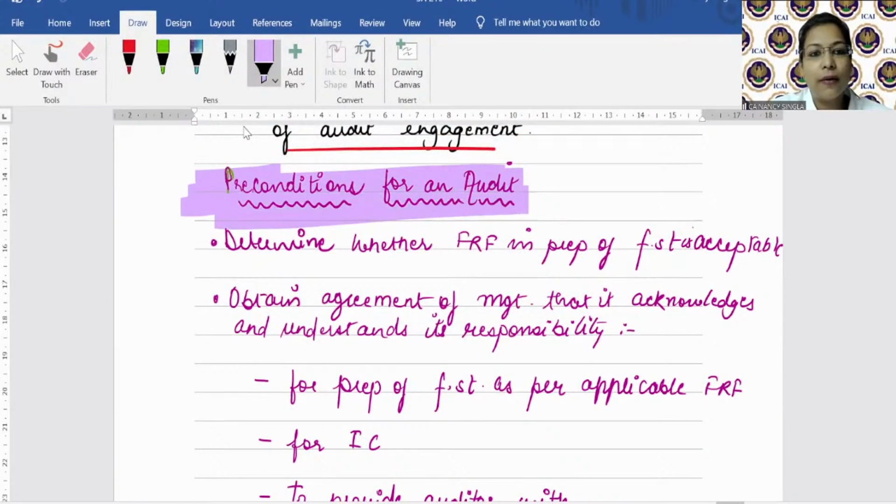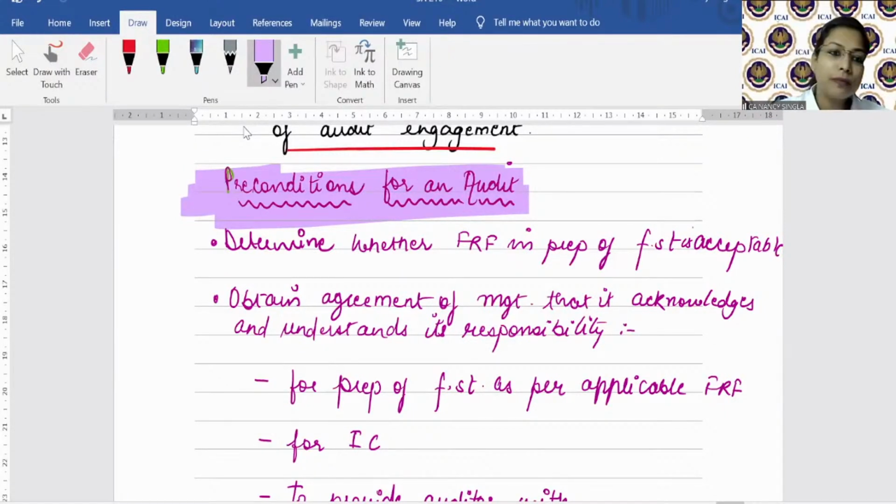Preconditions for an audit. The concept of preconditions for an audit simply says that the auditor is going to accept an audit engagement if certain conditions are already existing, if certain conditions are already fulfilled. If these conditions are not fulfilled, the auditor does not accept the audit. So what are these conditions?